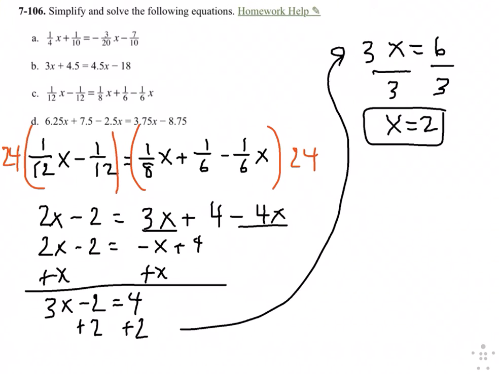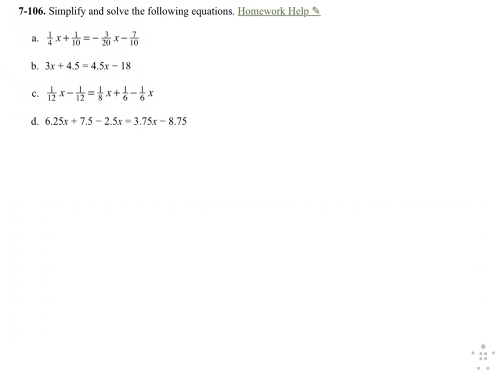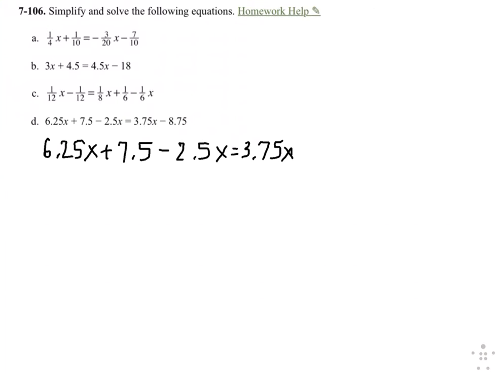Okay, and the last one. This one is 6.25x plus 7.5 minus 2.5x equals 3.75x minus 8.75. For this one, let's just brute force this and work with our decimals. We could multiply and get rid of them. If we multiplied both sides by 4, we would get rid of our decimals, but let's just go for it. So I combine my like terms.